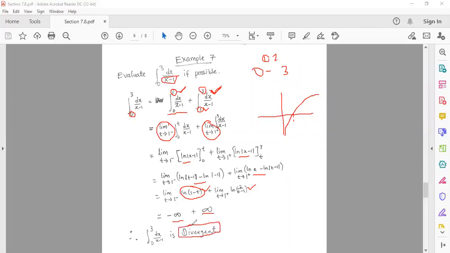Very important, that's why I ask you to evaluate this if it's possible. Even if I don't say if it's possible, I just say evaluate, tell me at the end that it's divergent once you get infinity.